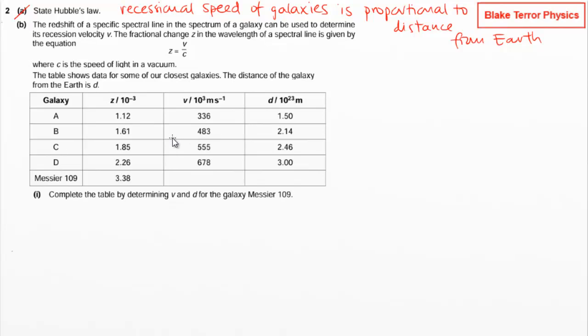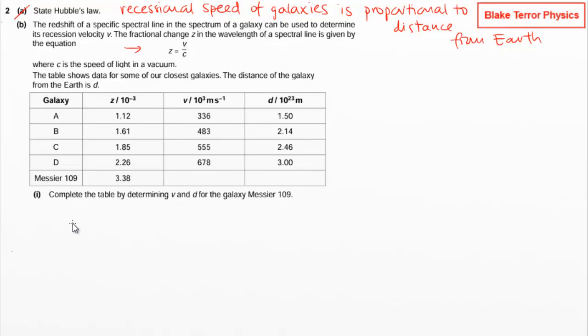Part B, redshift of a specific spectral line in the spectrum of a galaxy can be used to determine its recessional velocity. Yes. Fractional change z in the wavelength of a spectral line is given by this. Okay. Where c is the speed of light in a vacuum. So that's just our Doppler equation. Table shows data for some of our closest galaxies. The distance of the galaxy from the Earth is d. Okay, right. So they've just given us those values. Complete the table by determining v and d for Messier 109.